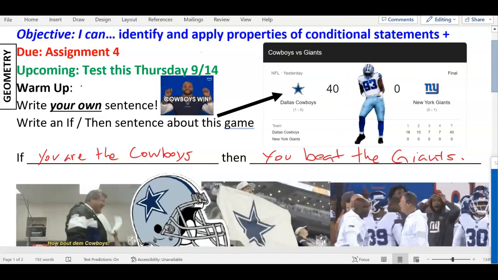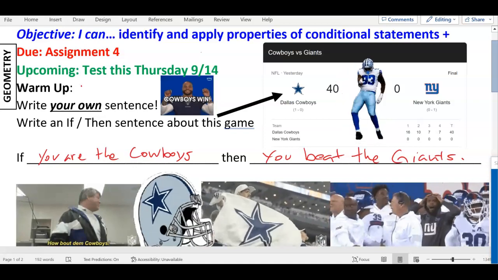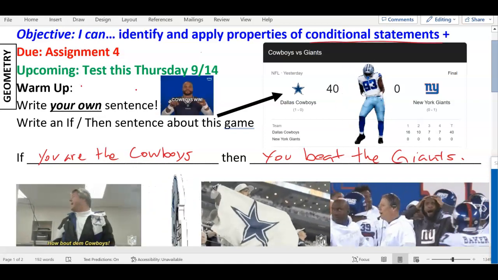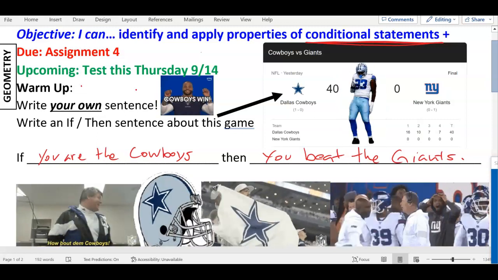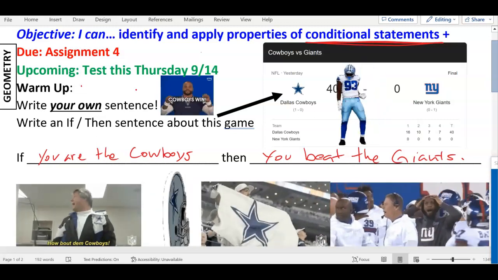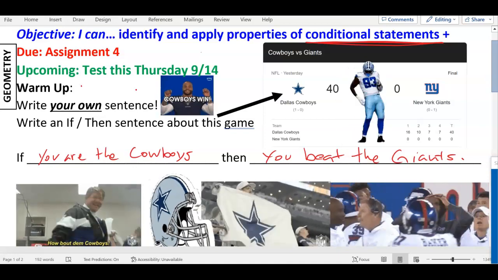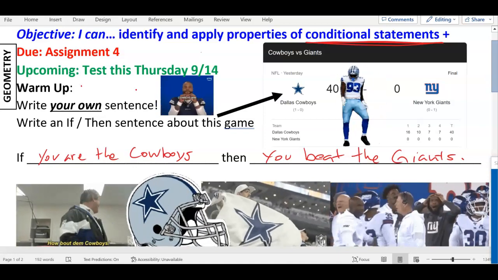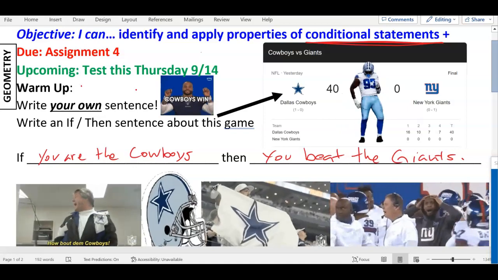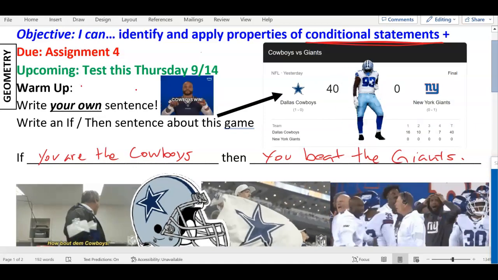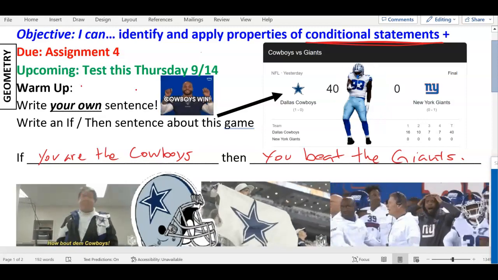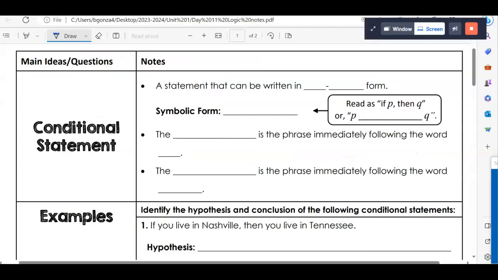And then we made an if-then statement, because that's what we're learning today. We're learning about conditional statements at the top here. So we made an if-then statement: if you're the Cowboys, you beat the Giants. I'm not saying they beat them by 40 points or anything, like more than 5 touchdowns. That's crazy, right? I'm not saying any of that. I'm not going to say it was a total season opener statement game. Okay, it just happened.